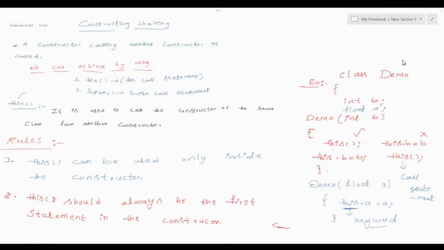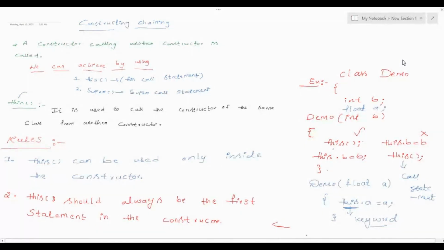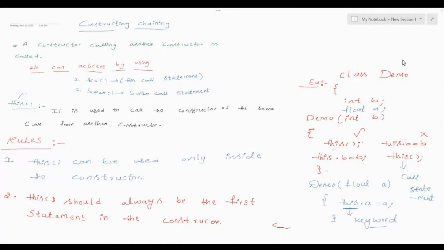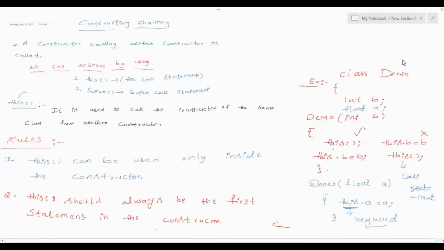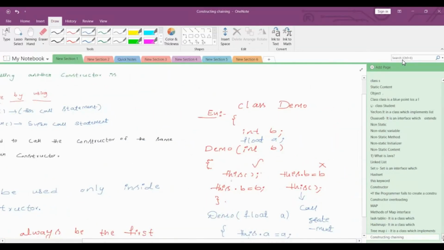That is not the method declaration. This is the method, that is a constructor. It is a call statement. It is a keyword. This call statement will call the constructor without arguments, or whichever it calls. Take down this point. I will show you in Eclipse how we have to use this call statement.